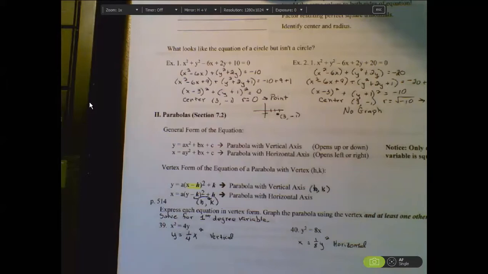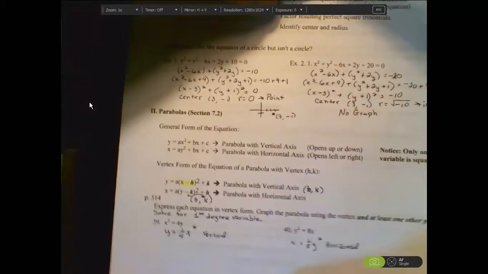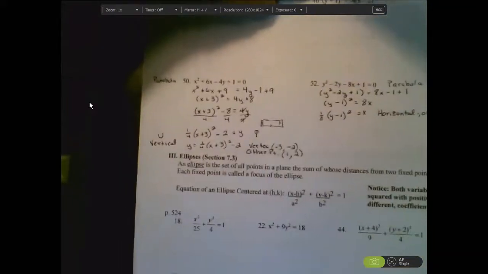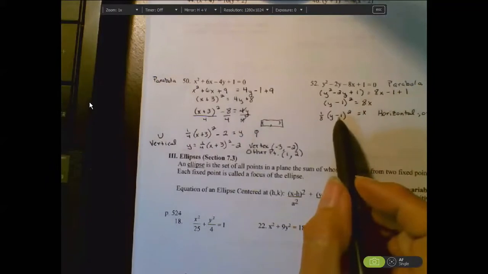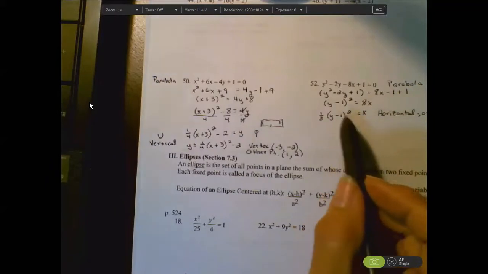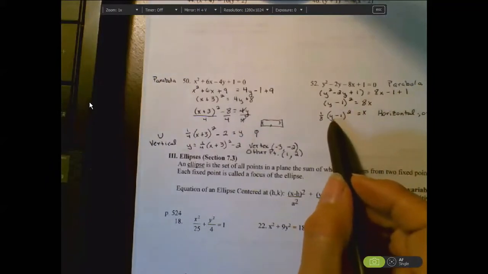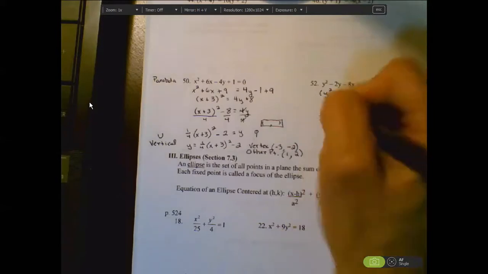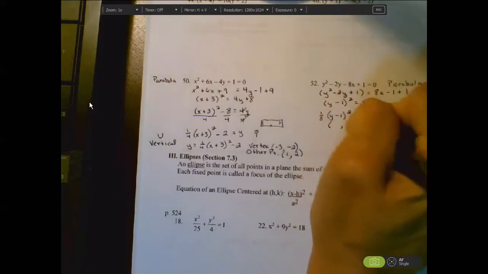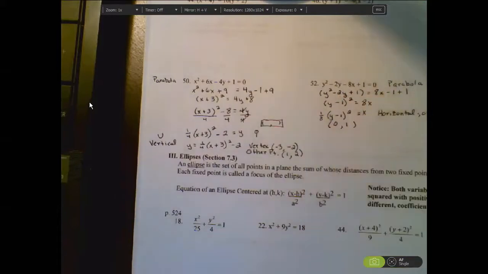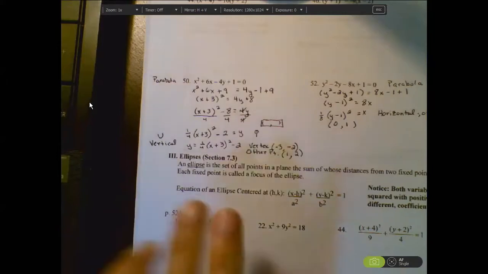And as tempting as it is on number 52 to just look at it and say the vertex is (1, 0), that 1 is with the y. It's the y coordinate of the vertex. The vertex is (0, 1), not (1, 0). Does that make sense? Yeah. Okay, watch out with that.